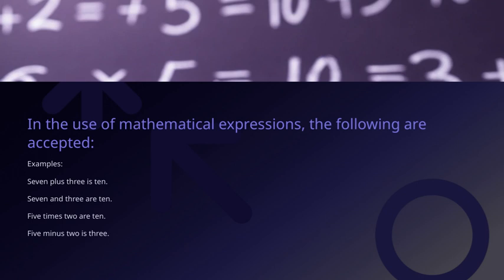Now let's consider 7 and 3. When we combine them, they make 10. This is a good example of how different numbers can sum up to the same total. Similarly, when we add 7 plus 3, the result is 10 again. This highlights the consistency in how numbers relate to each other in addition.